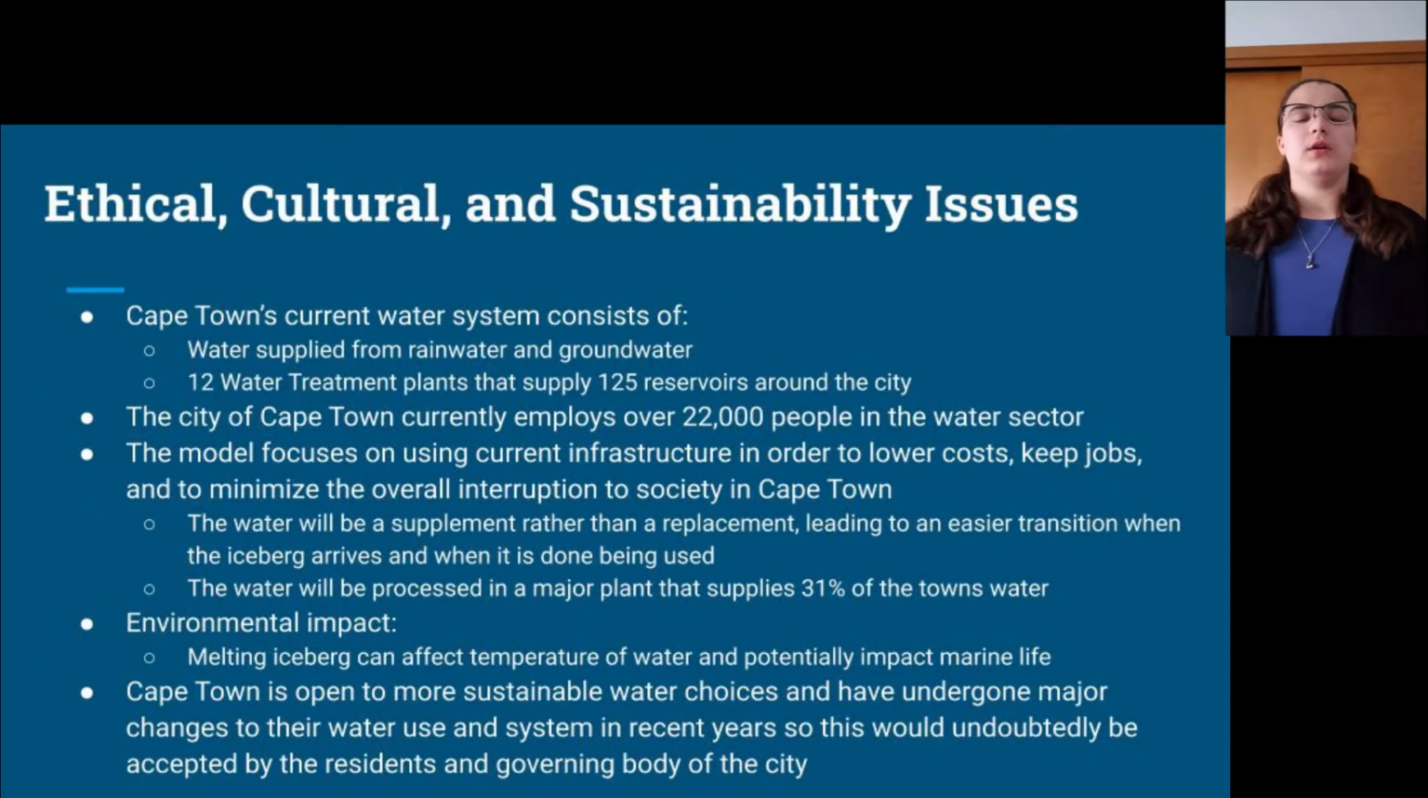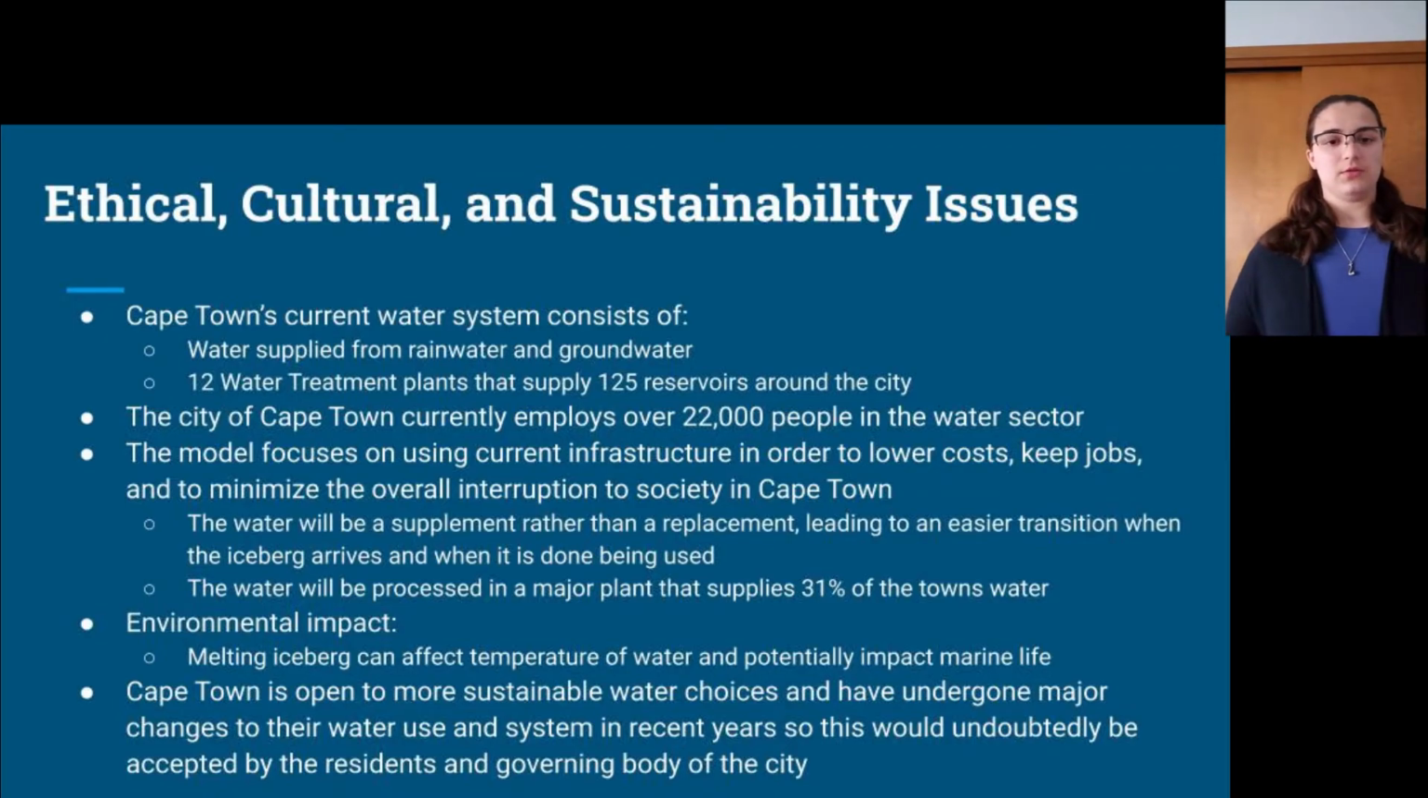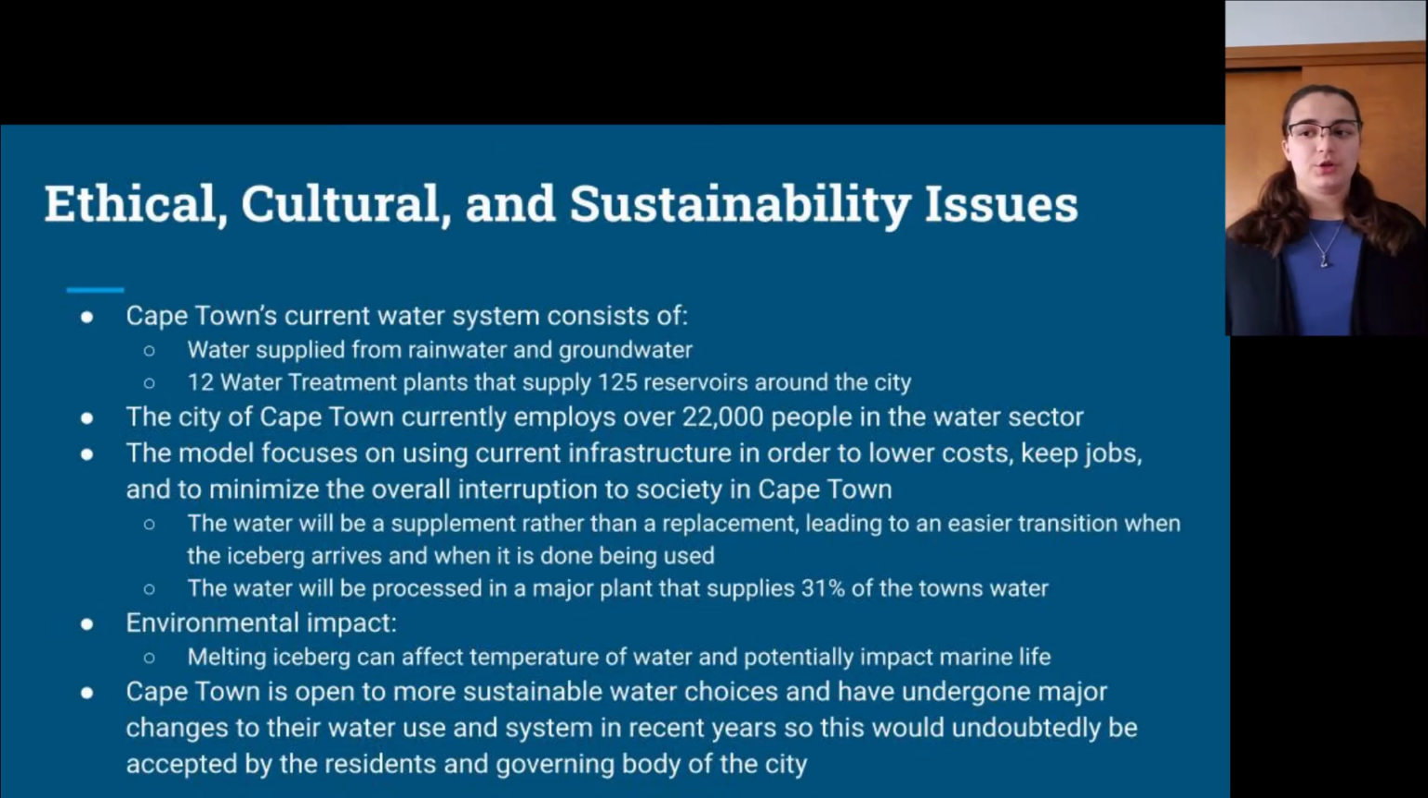As we mentioned before, we also had to consider the ethical, cultural, and sustainability issues while creating our model. Cape Town's current water system consists of water supplied from rainwater and groundwater, and they employ over 22,000 people in the water sector. Our current model focuses on using the infrastructure already in place in order to lower costs, keep jobs, and minimize the overall interruption to society in Cape Town by the water from the iceberg being a supplement rather than a replacement. The water will be processed in a major plant that supplies 31% of the town's water.